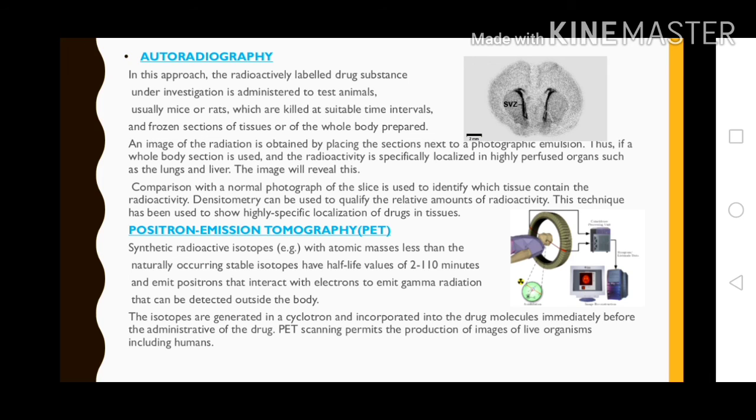And the last is positron emission tomography. Here a synthetic radioisotope, with an atomic mass less than naturally occurring stable isotopes and having a short half-life of about 2 to 110 minutes, is usually taken, and it emits positrons that interact with the electrons to emit gamma radiation that can be detected outside the body.